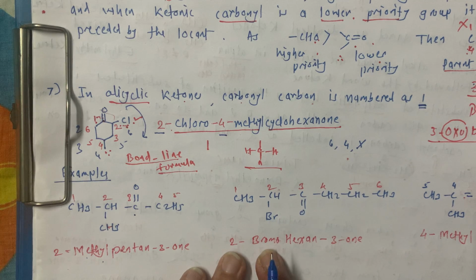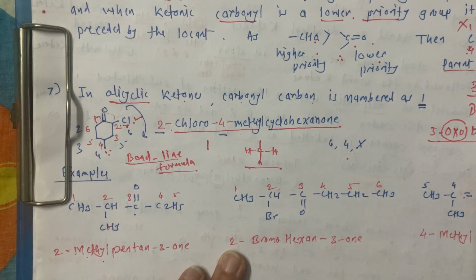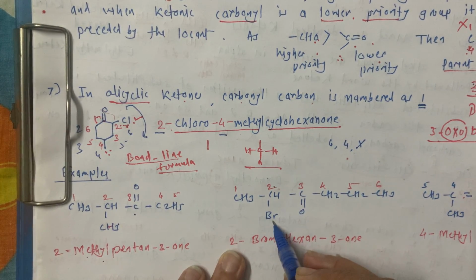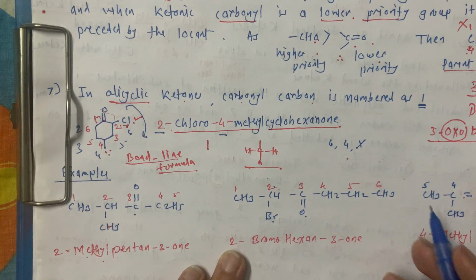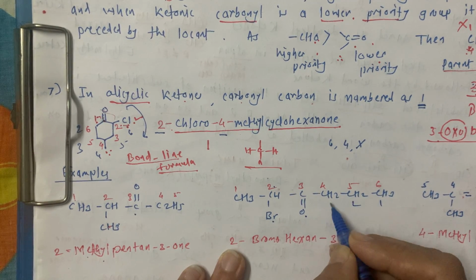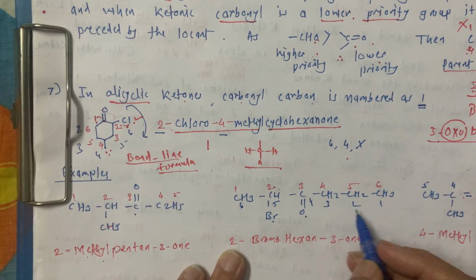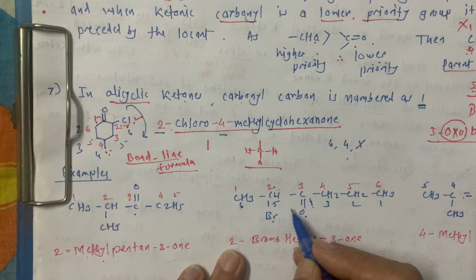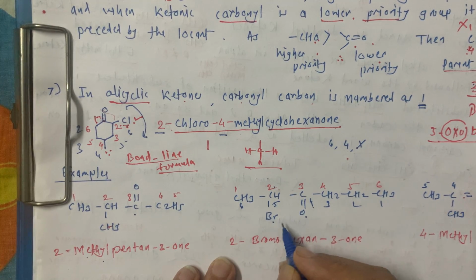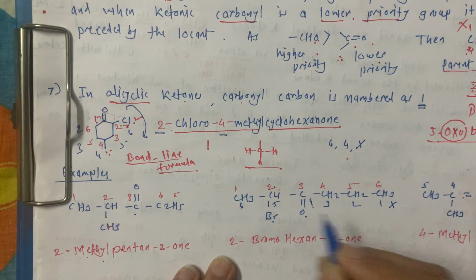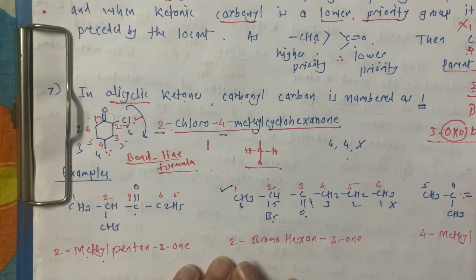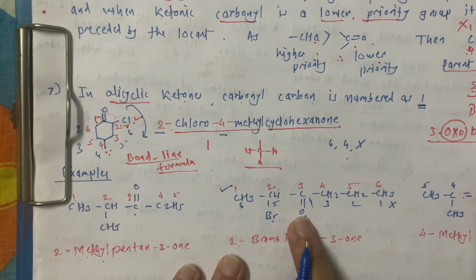Now here this is 2-bromohexan-3-one. On the second carbon there is a bromine, and on the third there is a carbonyl. If you number from this end, it is 1 2 3 4 5 6, and the carbonyl is quite far away, at positions 4 and 5. So we should not select this ending; we have to select the left-hand one, and so the name is 2-bromohexane, where E is replaced by ONE, and we number so that the third position has the carbonyl group present.